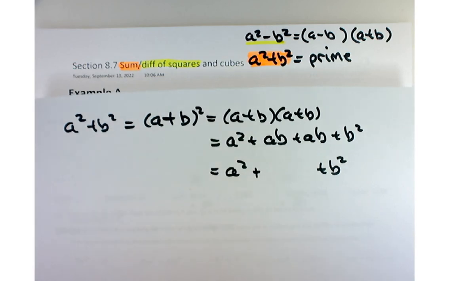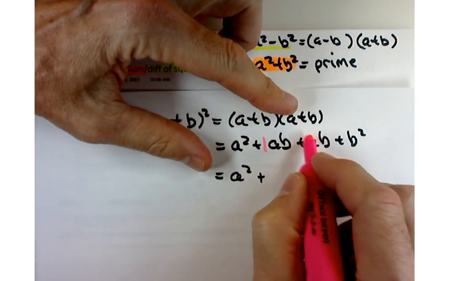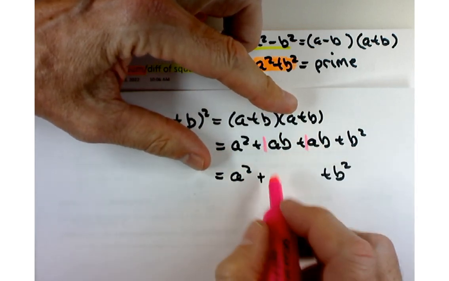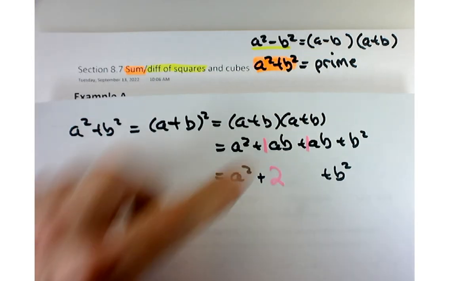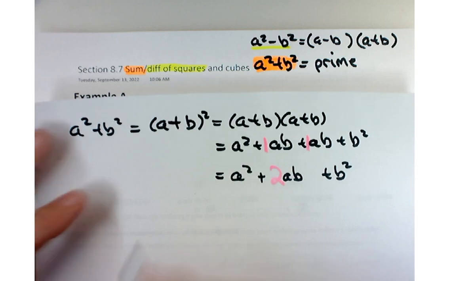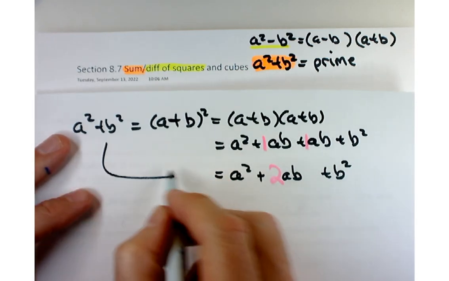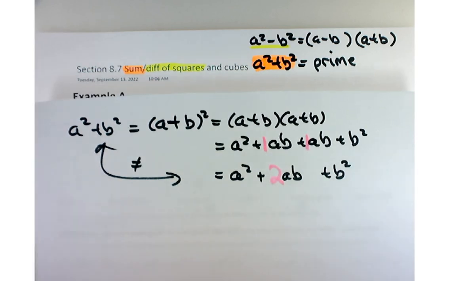Well, I'll tell you what. They're like terms, right? So I've got one of them here and one of them here. 1 plus 1 adds up to 2, so 2ab. And that's not equal to a squared plus b squared. So, okay, that doesn't work.